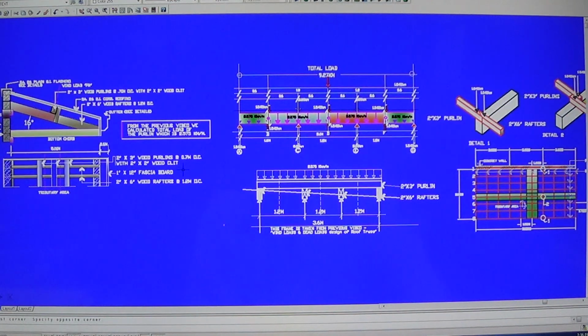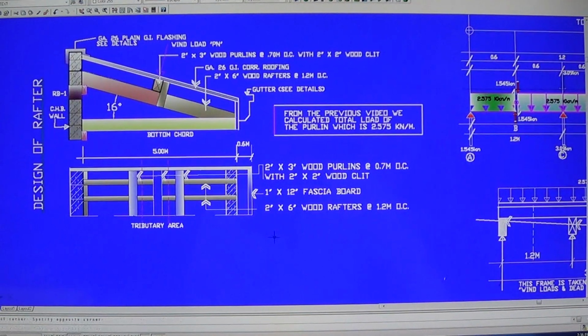These are the complete calculation of stresses of the truss, the roof truss. Here's where the design begins. This is the roof truss we have.